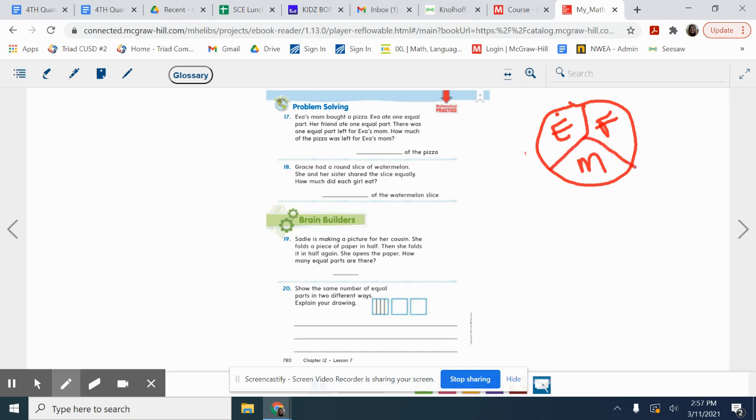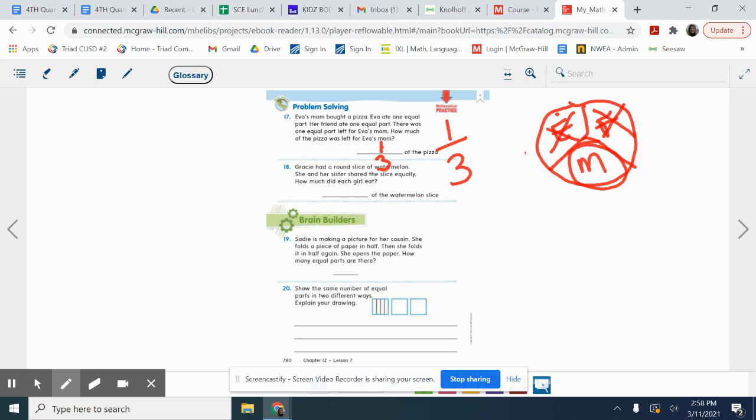So, how much of the pizza was left for Eva's mom? So, Eva ate her piece, friend ate her piece. How much is left for her mom? We would say 1/3 of the pizza. This is how much is left for the mom, and that's 1/3. So we would write that 1/3. And we say 1/3 of the pizza is left for her mom.